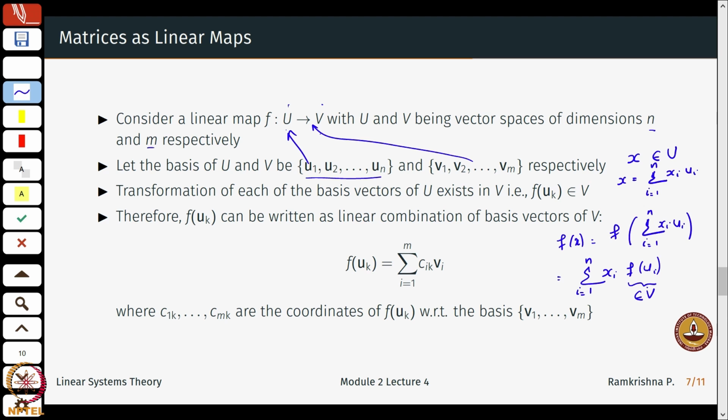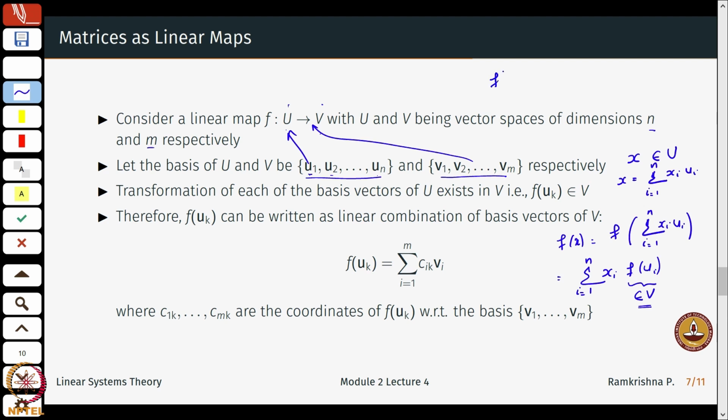So what does this mean? Each of these basis elements u1, u2 until un transforms to some vector in v under this linear transformation f, and therefore this f of ui should have a unique representation in terms of the basis v1 till vm.